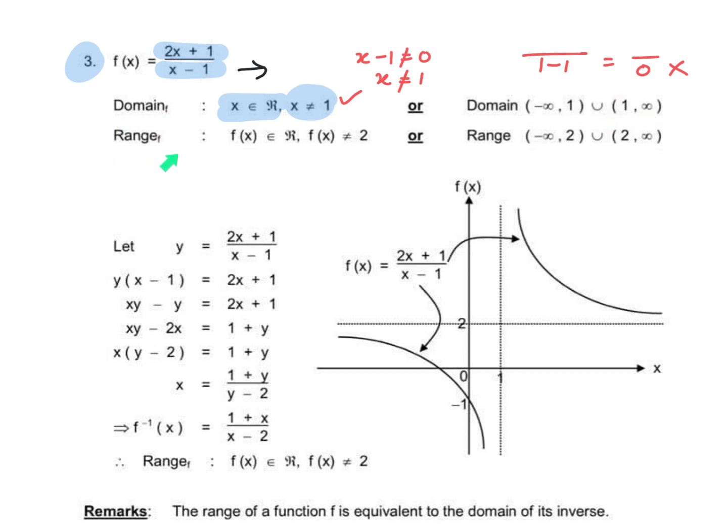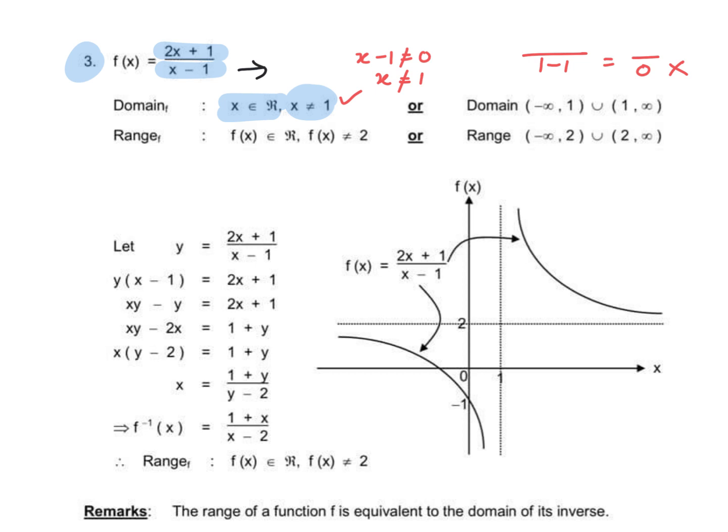Okay, as for the range for this function, it is all real numbers again, but f(x) cannot be equal to 2. Okay, so this is the notation for the range. How can we decide this is the range, with the exception of the value 2? We can check this by finding the inverse of this function.